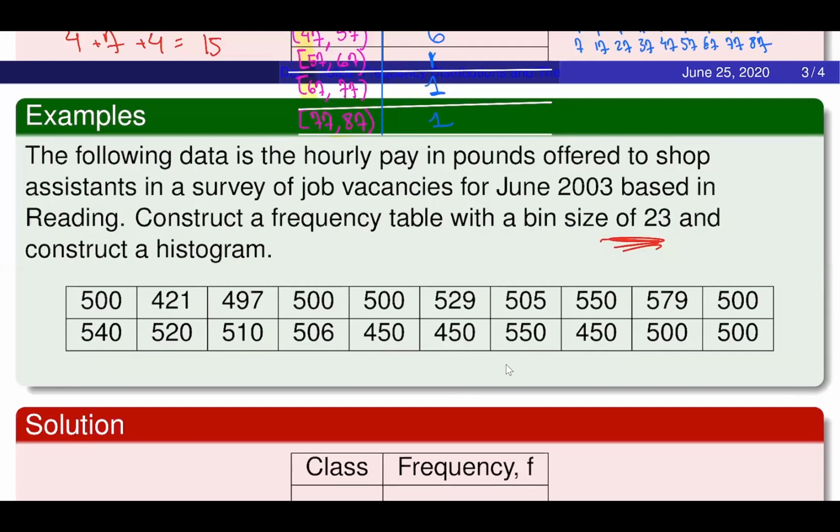So for the next problem, it says the following data is the hourly pay in pounds offered to shop assistants in a survey of job vacancies for June of 2003 based in Reading. Construct a frequency table with a bin size of 23 and construct a histogram.